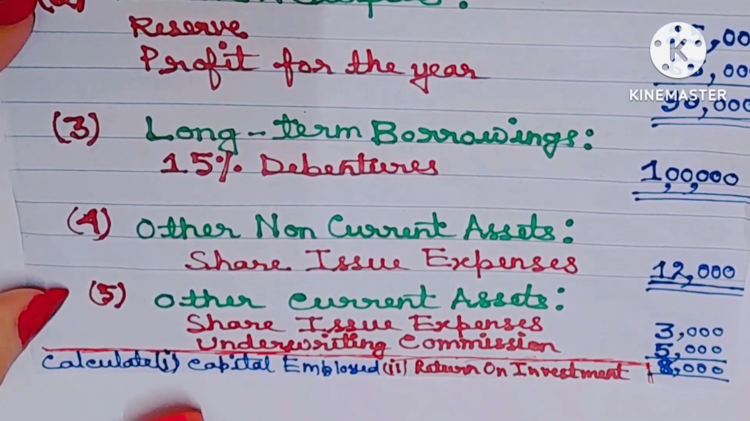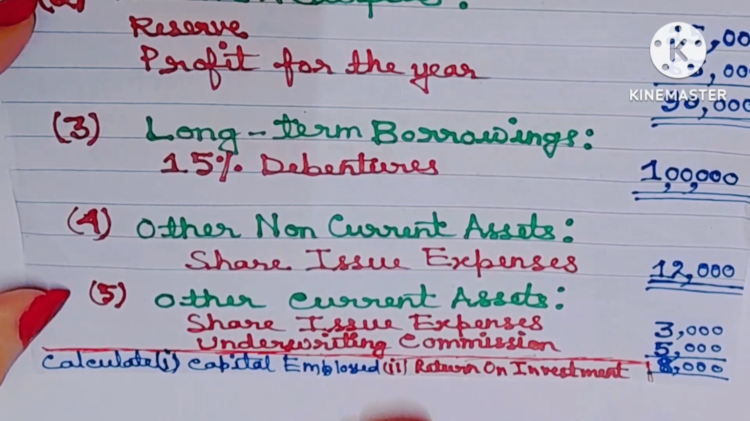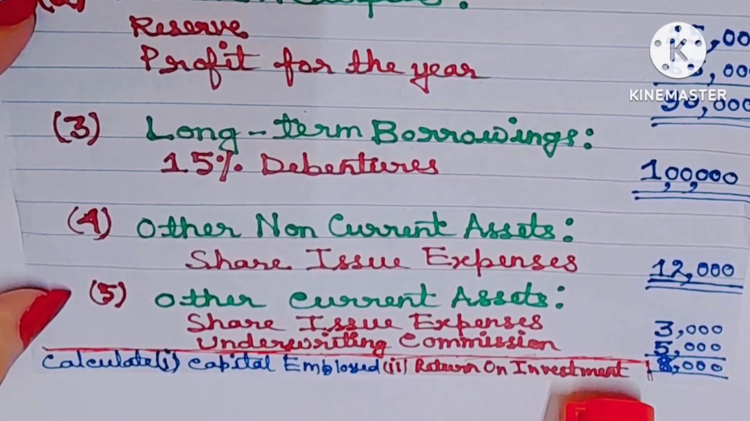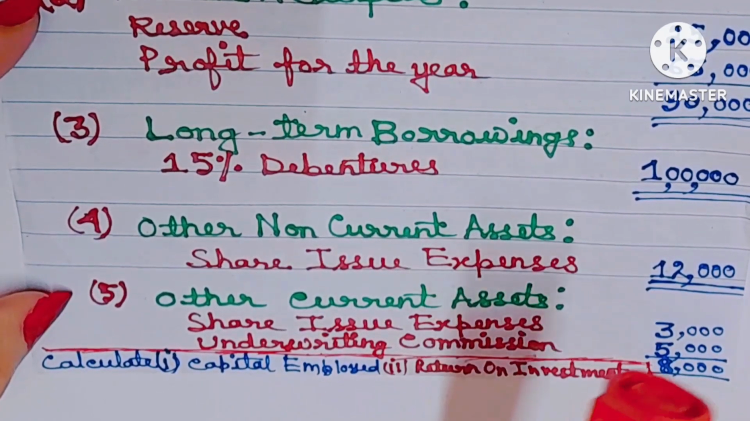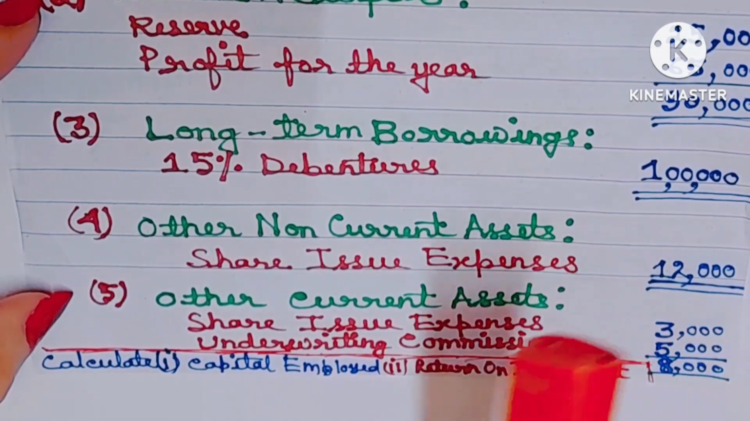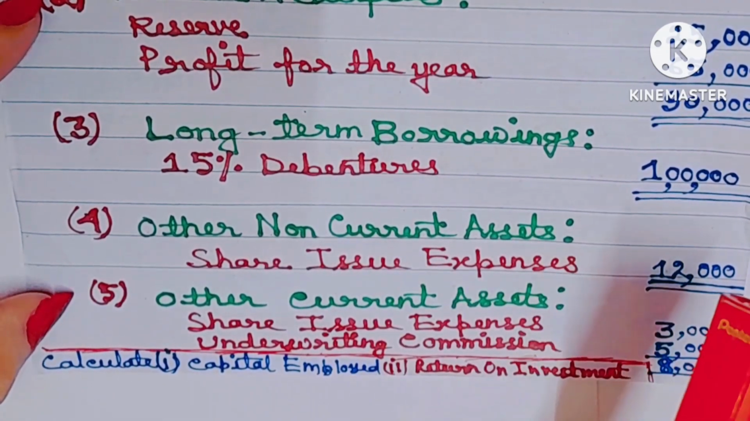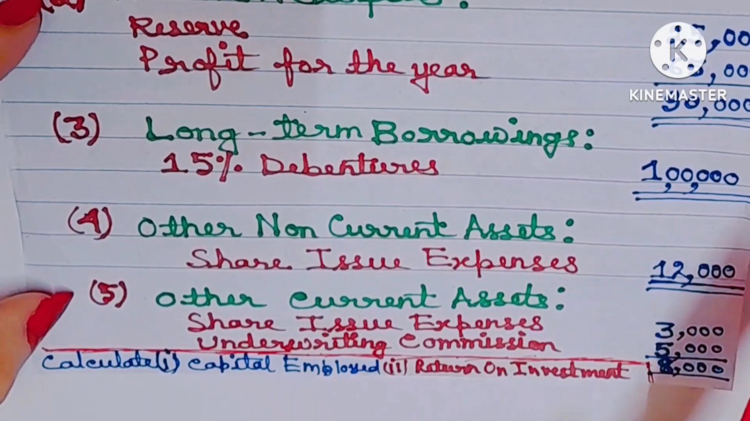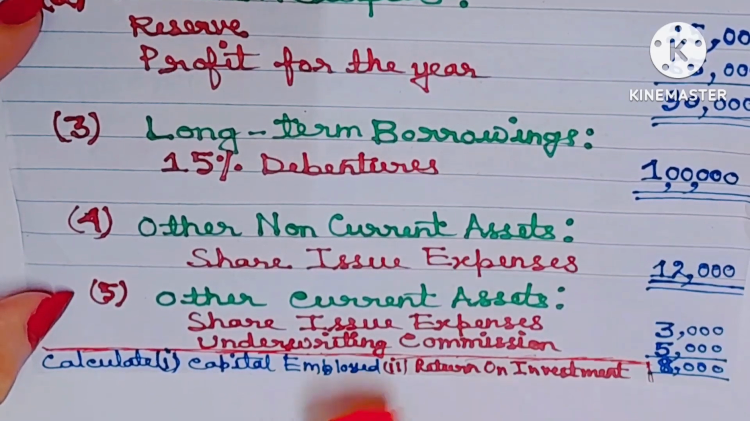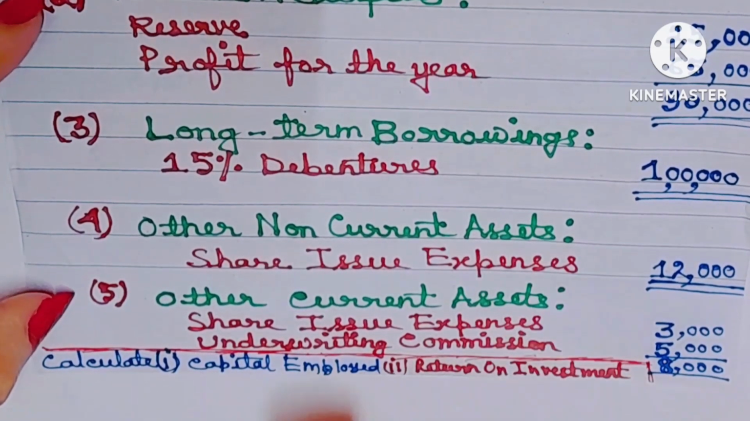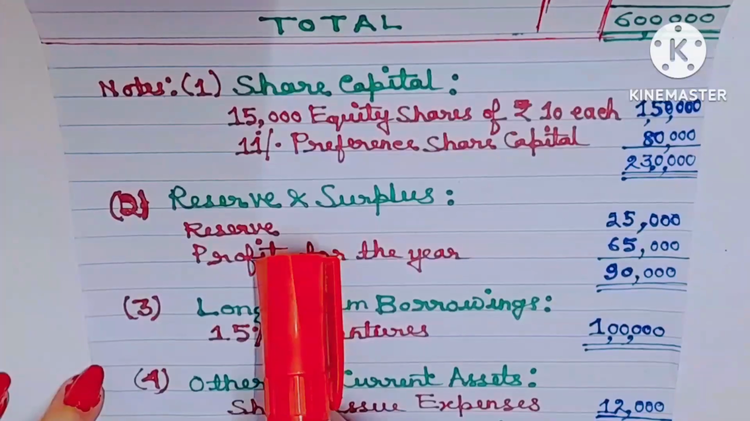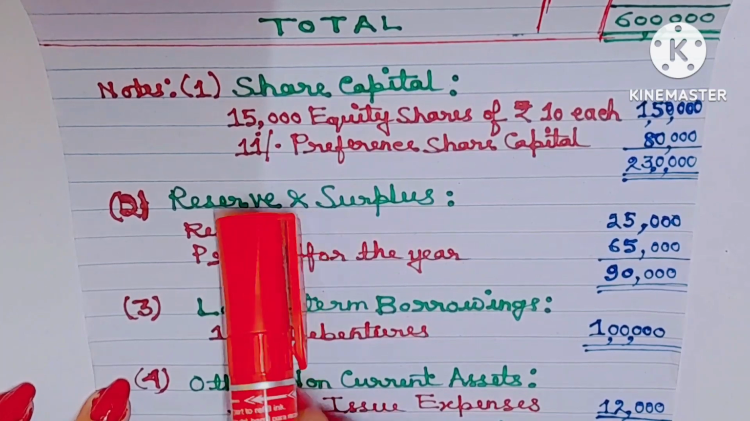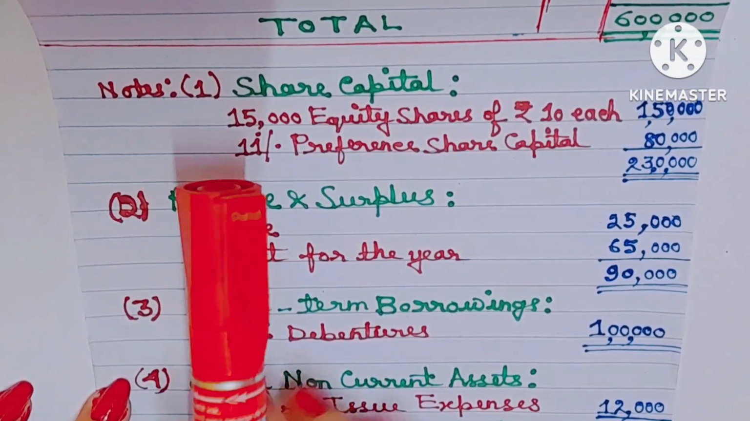Calculate number 1, capital employed. Number 2, return on investment. So first of all, we have to calculate capital employed by 2 methods. Actually, you don't have to calculate by 2 methods. You can do any one of them. Understood? But here I'm going to show you how to calculate capital employed by the 2 methods. So let's do it.